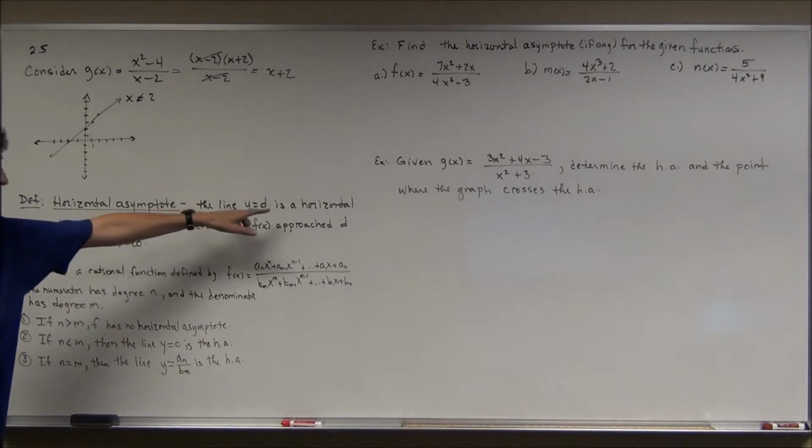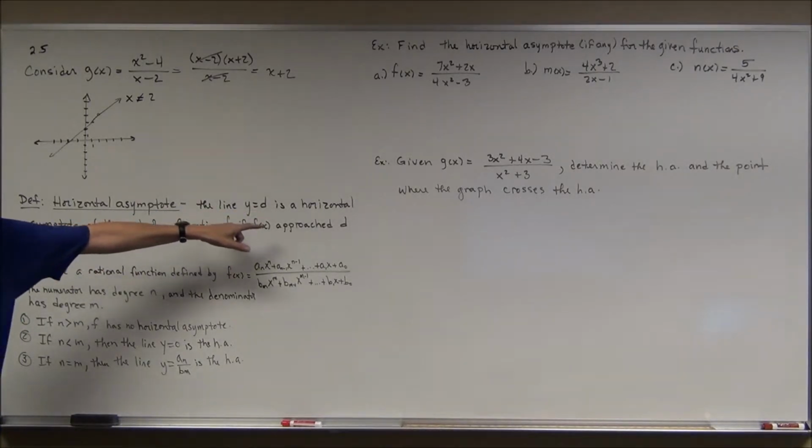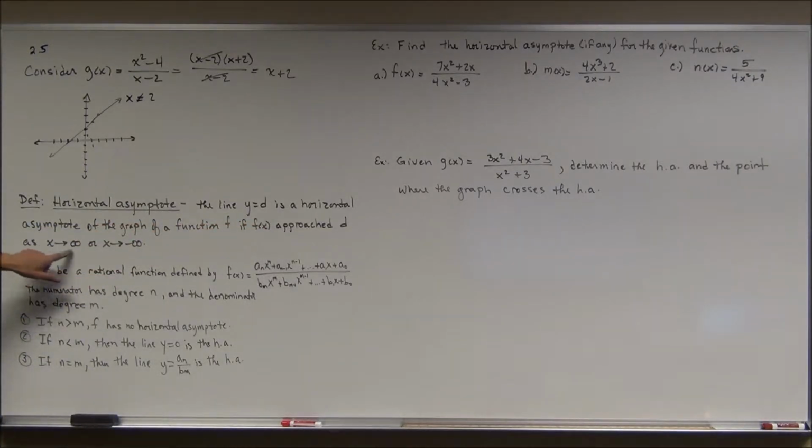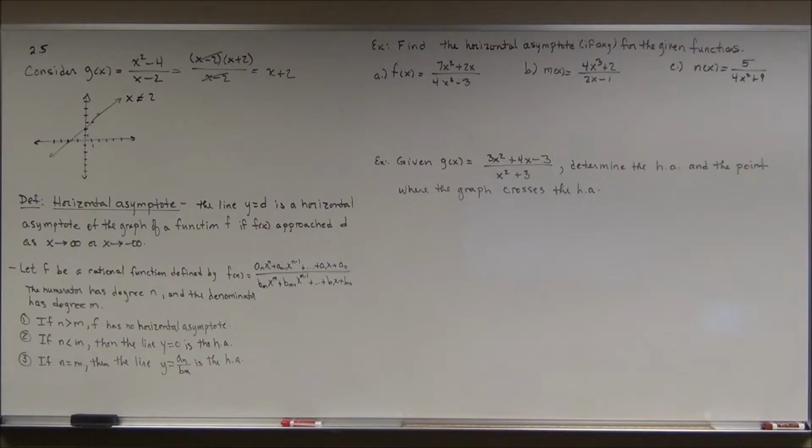The line y equals d is a horizontal asymptote of the graph of the function f if f of x approaches d as x goes to infinity or as x goes to negative infinity. So that's a little bit different, but the good news is that there's kind of a way that we can look at the equation based on lead coefficients and degrees of the numerator and the denominator to help us to find these horizontal asymptotes. Because this is kind of like end behavior. What's going on here? What's happening in my graph as x gets really, really big or really, really small?